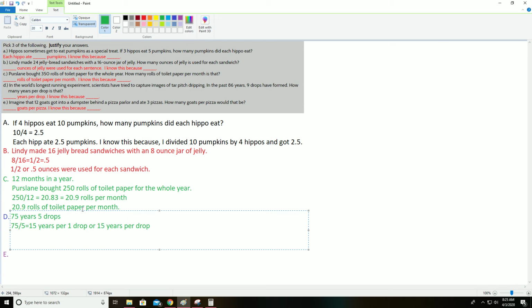I know this because. Now on letter E, I want you to do this one. I want you to try this one on your own. It says, imagine that 12 goats got into a dumpster behind a pizza parlor and ate 3 pizzas. How many goats per pizza? Remember, goats per pizza. Goats divided by pizza. It's like a ratio. Just think about it like that.